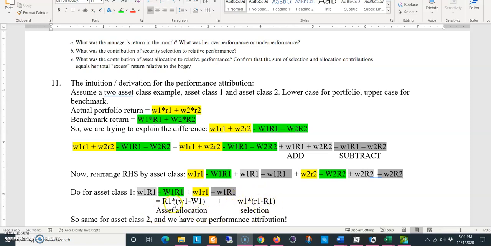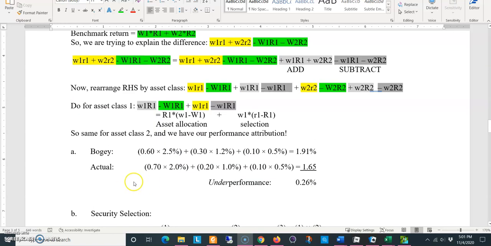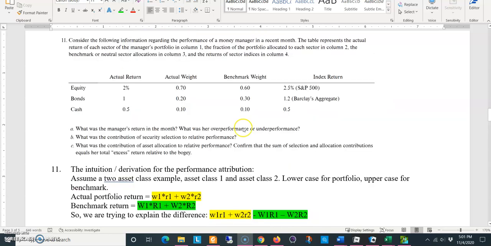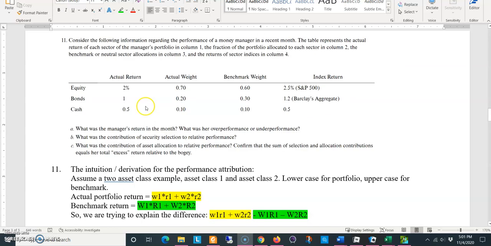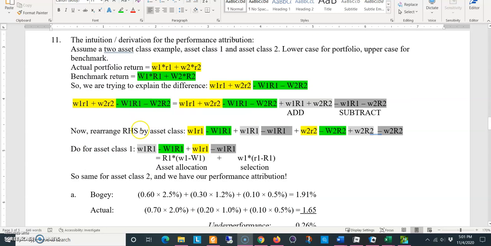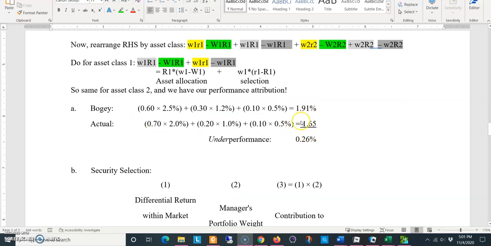So that's the basic logic for how we get this asset allocation and selection. This is basically a derivation of the performance attribution formula. Now I can calculate the benchmark return. That's going to be 60% times 2.5, 30% times 1.2, 10% times 0.5, and I get the benchmark return as 1.91%. I can do the same thing for the actuals, using the actual weights and the actual returns, and I can see that is 1.65.